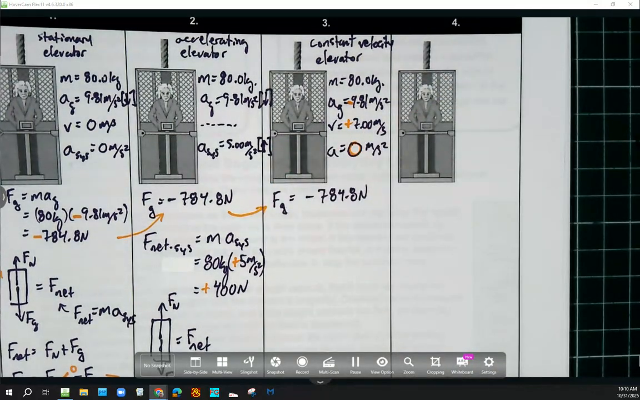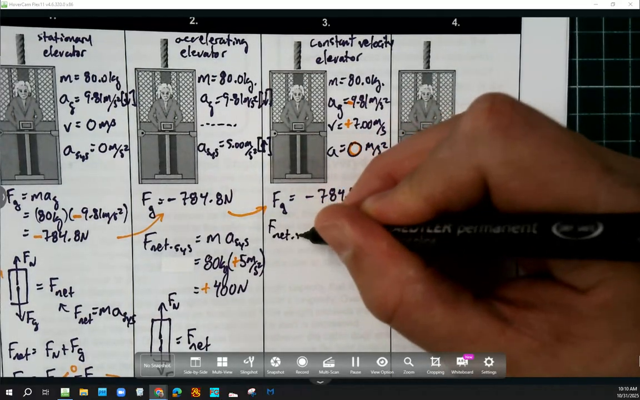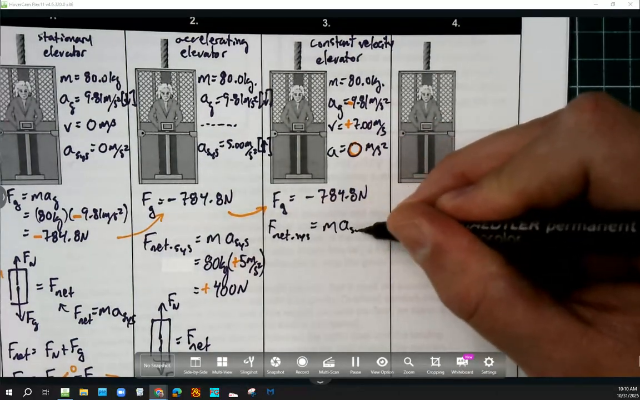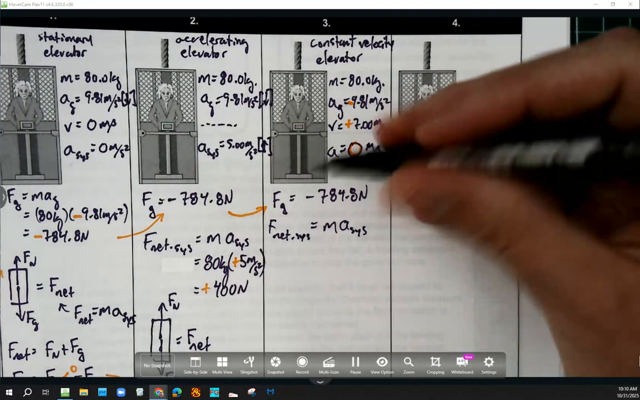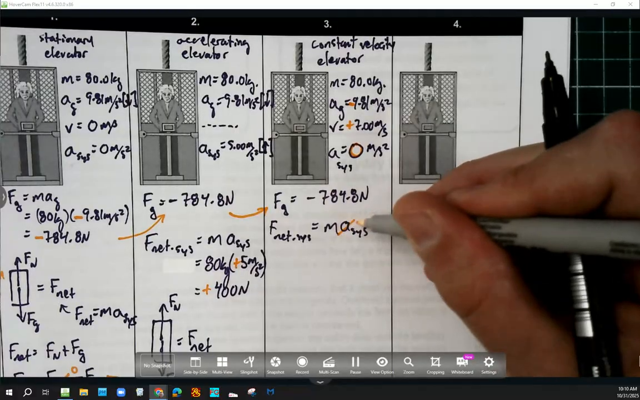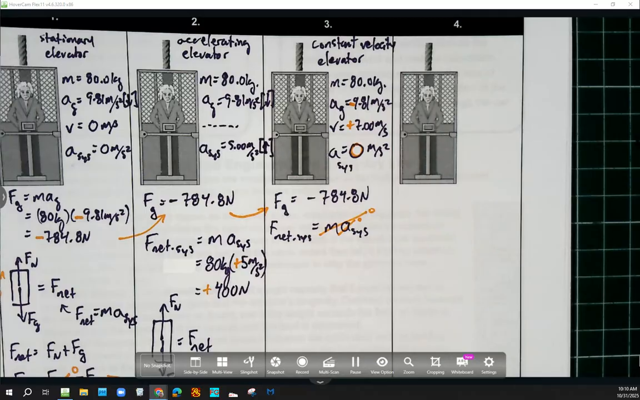Now, when it comes to the F net on this system, it is equal to the mass of the system times the acceleration of the system. What's the acceleration of the system? 0. Look, this is the acceleration of the system. So if the acceleration is 0, if this term is 0, then the whole thing is 0. 0 times anything is 0.